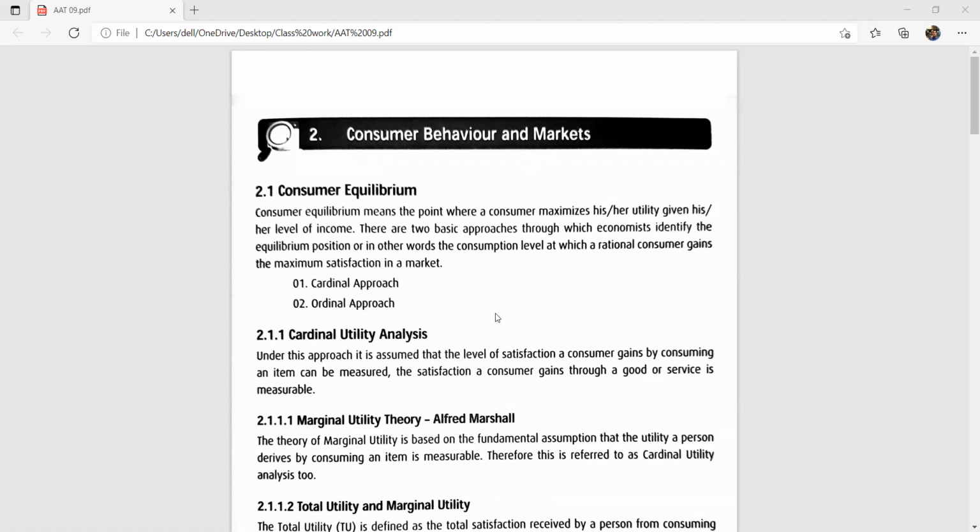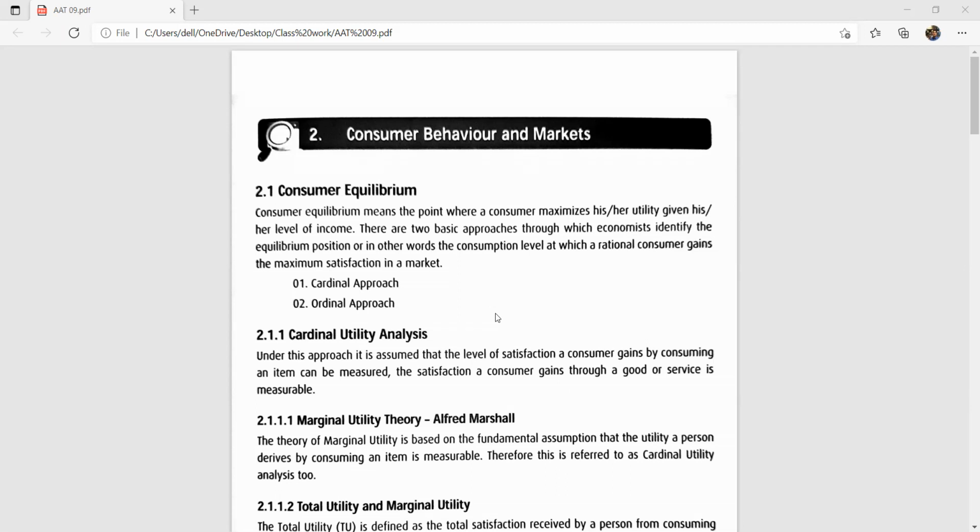Anyways, economists created a particular model of consumer behavior. Simply, they assumed consumers behave rationally. So consumers try to maximize their satisfaction. They will purchase as many goods as possible to meet their requirements. And this theory, consumer behavior, was developed by economists using two approaches. One is cardinal, the other one is ordinal.